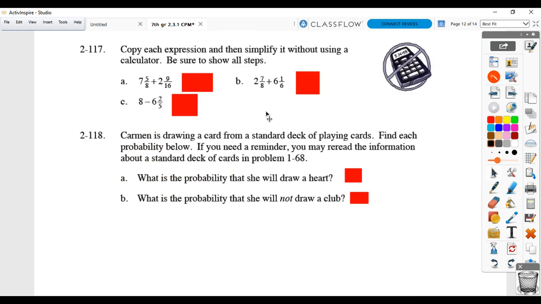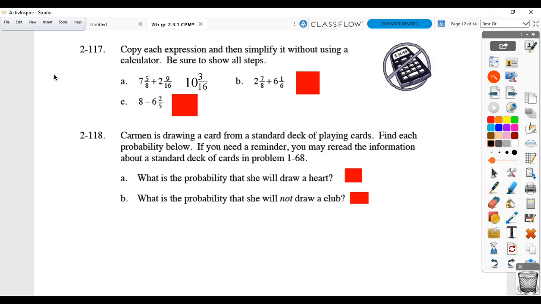For 117, without a calculator, you need to copy it and simplify it. Make sure you're showing all your steps. So for A, I should first see that you've changed them to common denominator fractions. So 7 and 10 sixteenths plus 2 and 9 sixteenths. And then you're going to get an improper fraction answer. And then you're going to change it to the mixed number, which is 10 and 3 sixteenths. So you'll get 9 and 19 sixteenths, but that has to be changed to a mixed number, 10 and 3 sixteenths. Make sure you have the work shown.